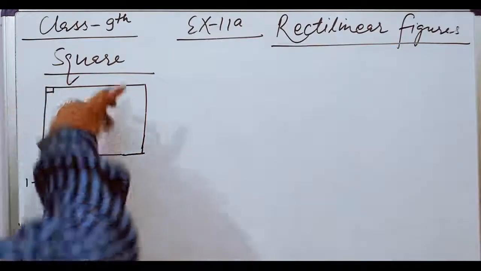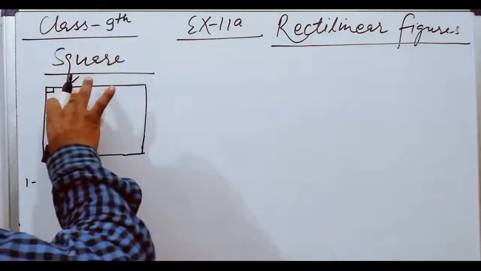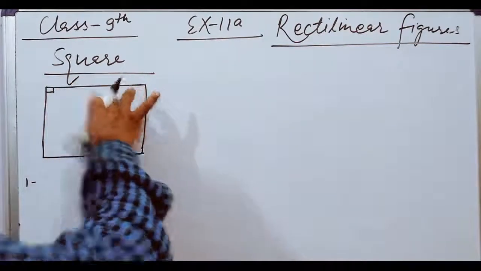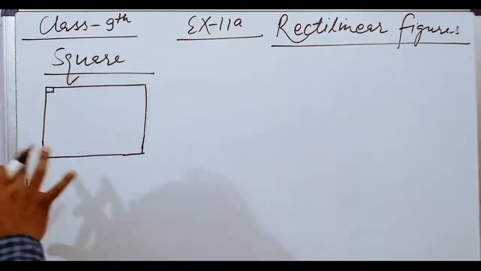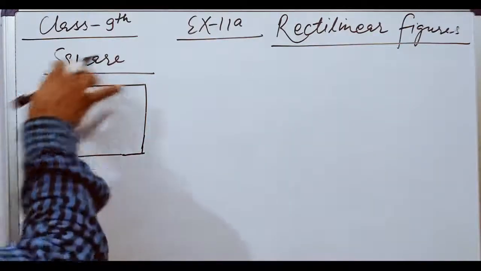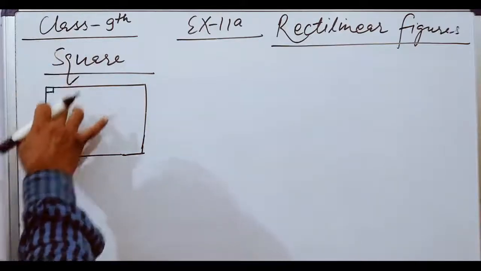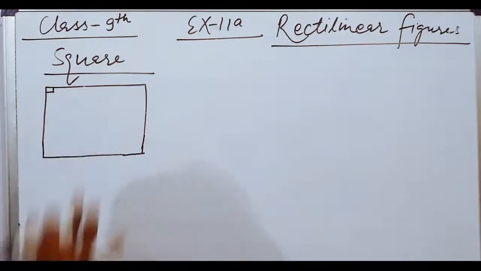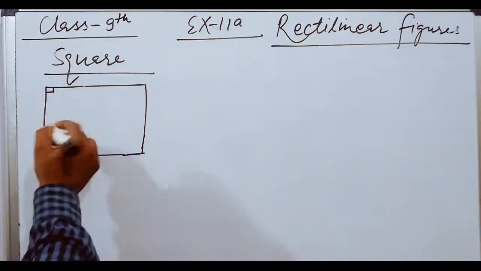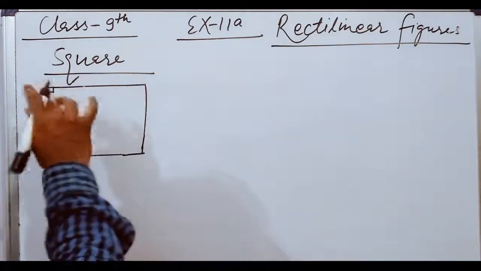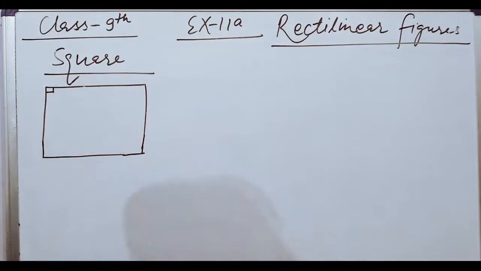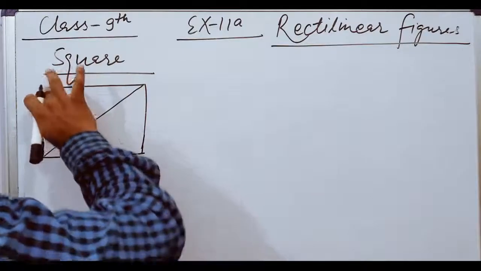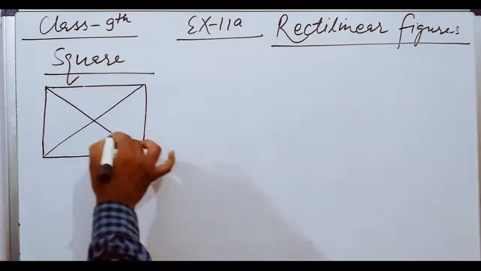Now square has the same properties as the parallelogram and the rectangle. So what is the difference for the square? In a square, opposite sides are equal, each interior angle is 90 degrees, and diagonals are equal and bisect at right angles.